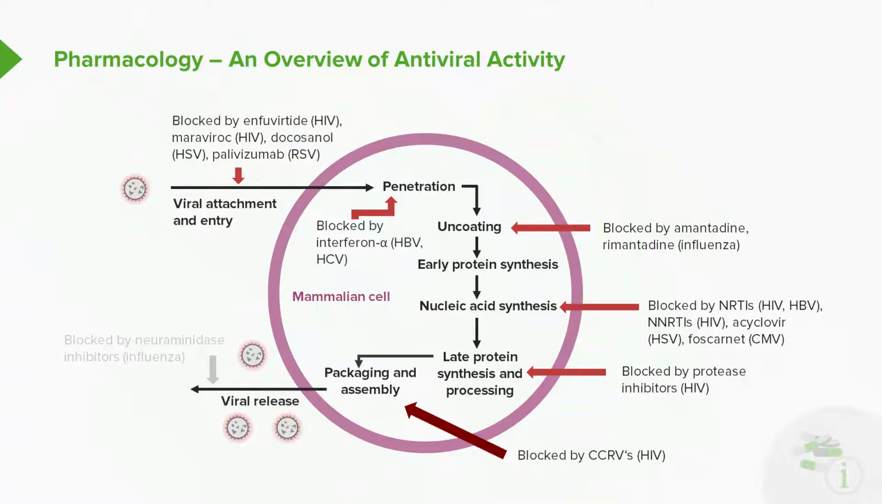As the virus gets released from the cell, we can block these particular steps of viral release by the neuraminidase inhibitors, and that's most commonly used in influenza, but we're starting to do research in other areas as well. So there you have it. All of the viral agents are essentially placed on this slide, and you understand where they fit in.